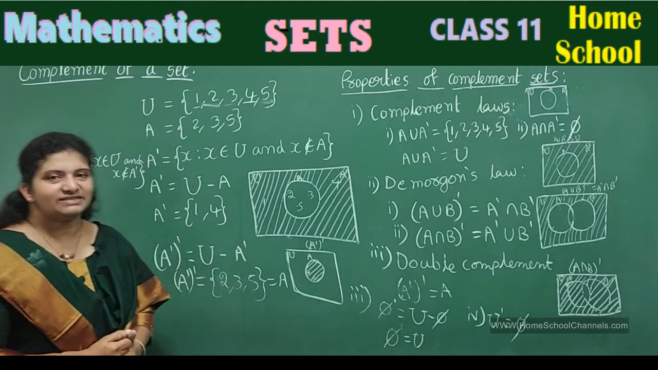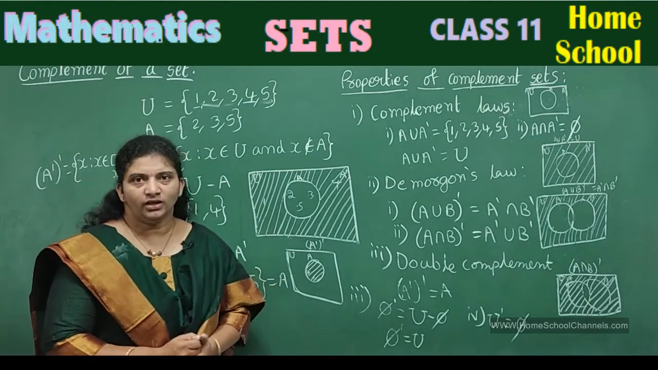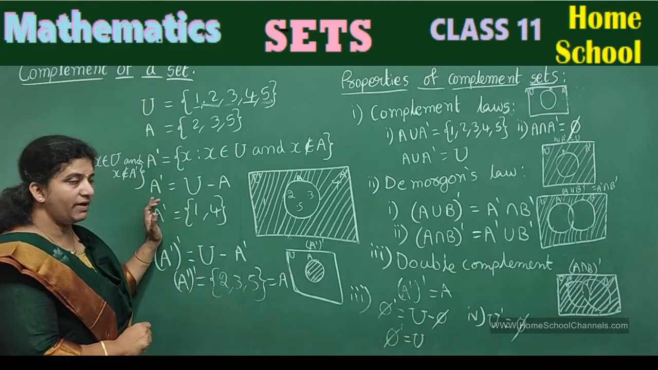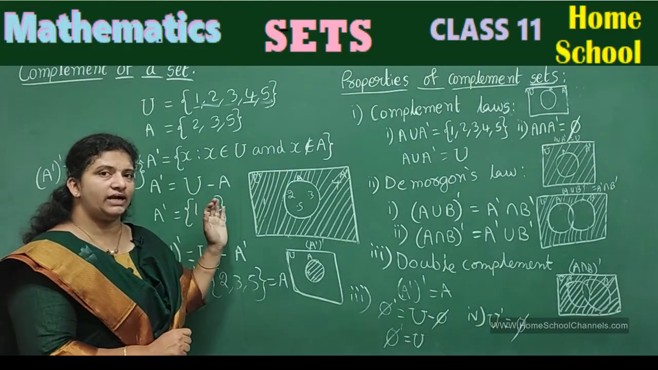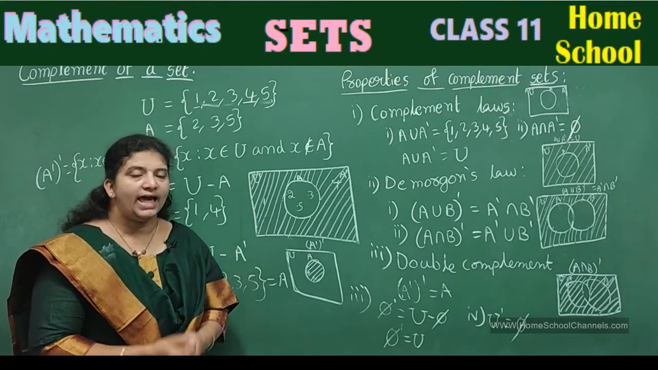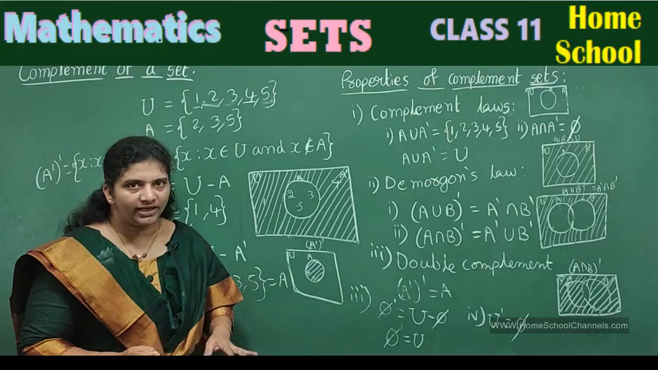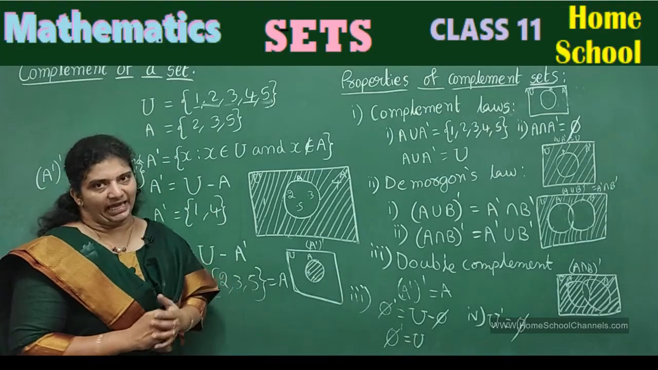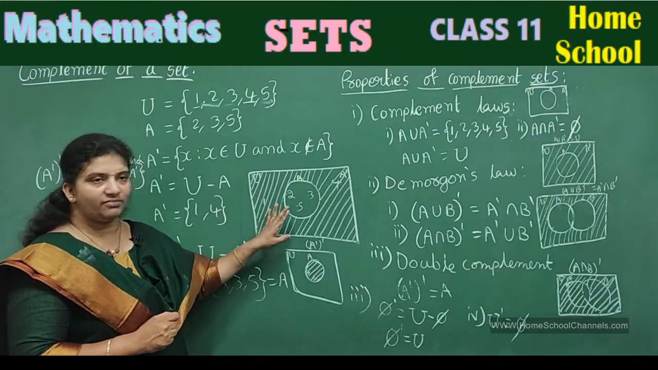Okay, so let's have a quick recap of the board. Complement of a set is represented by A dash. A dash is equal to the set of all x such that x belongs to U and x does not belong to A, or A complement is equal to U minus A. And its Venn diagram is here.